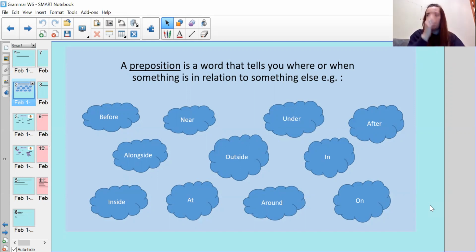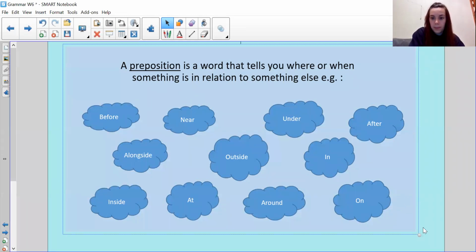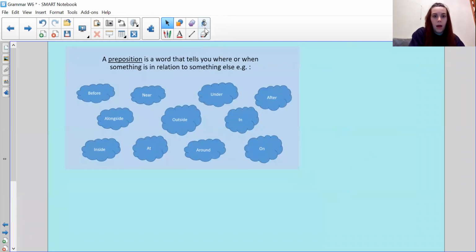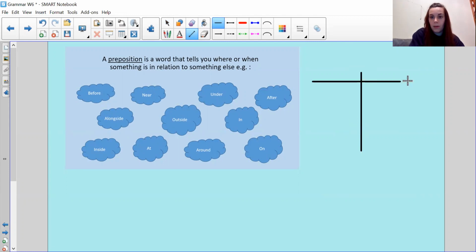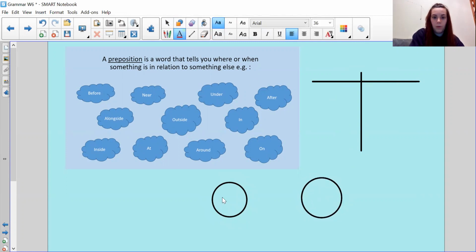Please could you make me either a table with when and where or two mind maps of when and where and pick out all the ones for each one. So for example, I might make a table, put when and where, or I could do some mind maps, when and where. And tell me which ones are when and which ones are where.